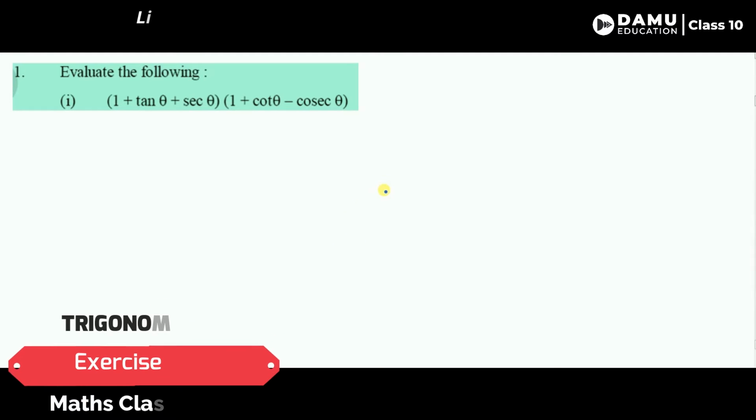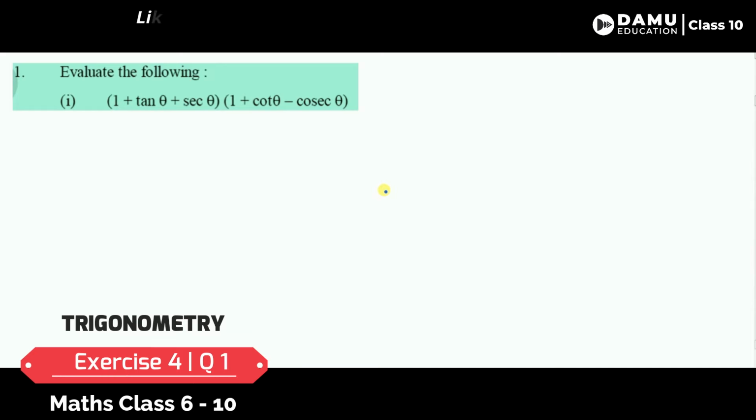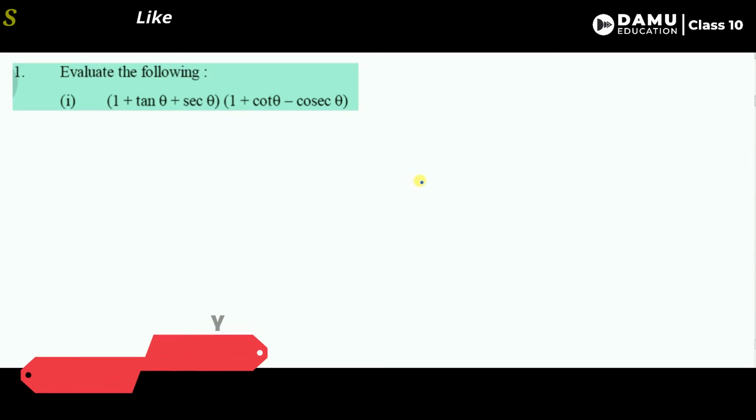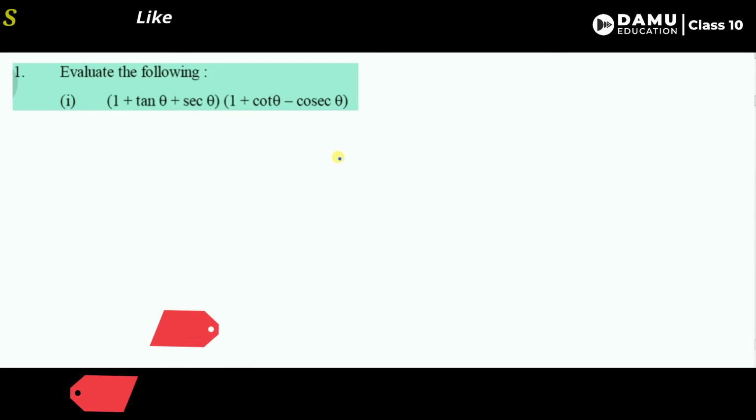So in this session, we're going to start our next exercise. First question, evaluate the following. First one, (1 + tan θ + sec θ)(1 + cot θ − cosec θ). Before starting this one, we should know one thing: what are the trigonometric identities? Those values we need to know, and based on that, we're going to calculate the remaining solutions.